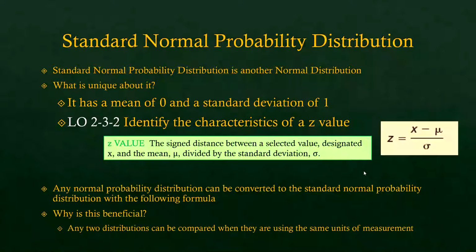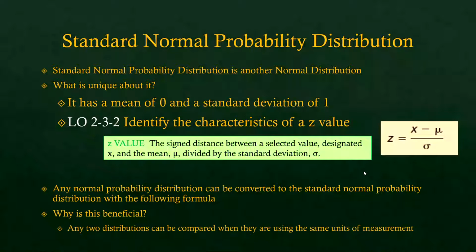And so that's kind of what the standard normal probability distribution does. It looks at all the different normal probability distributions and puts them in the exact same metric. So they have the same mean, and they also have the same standard deviation.